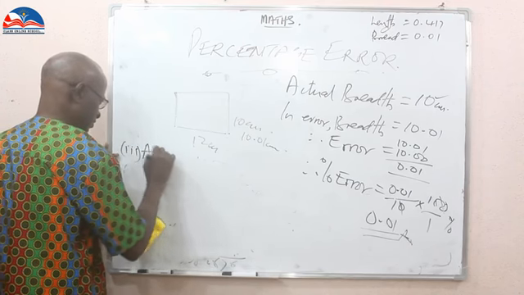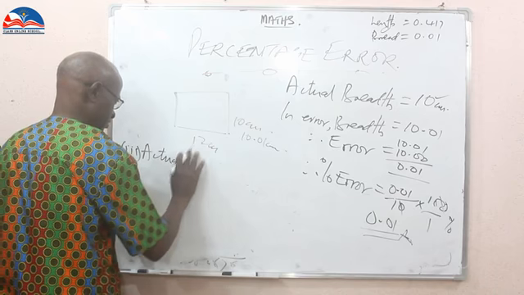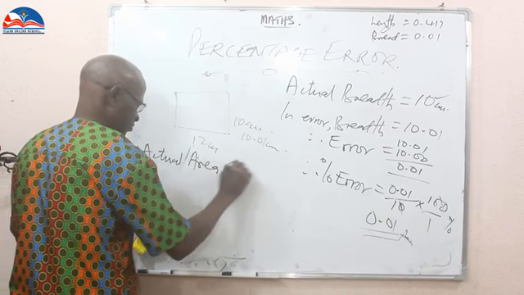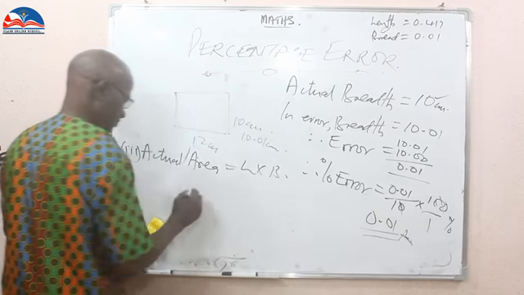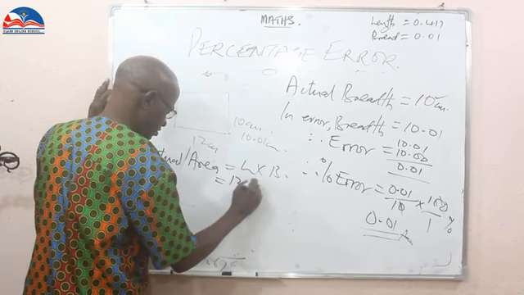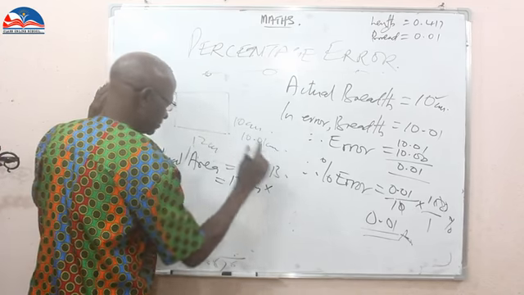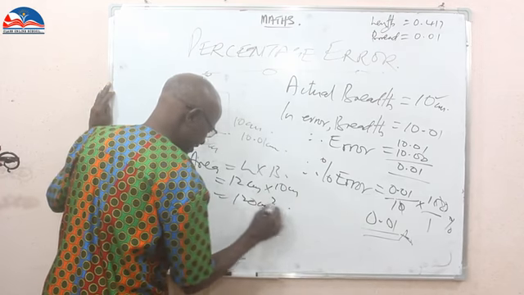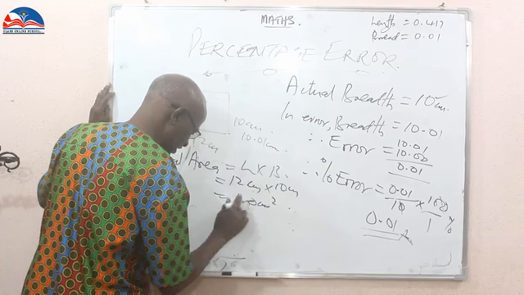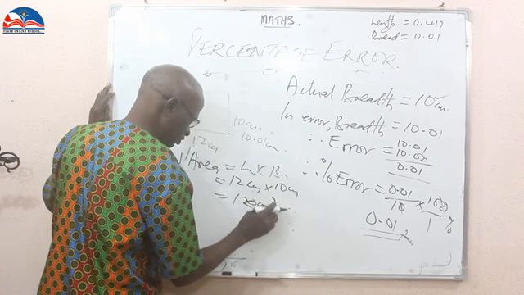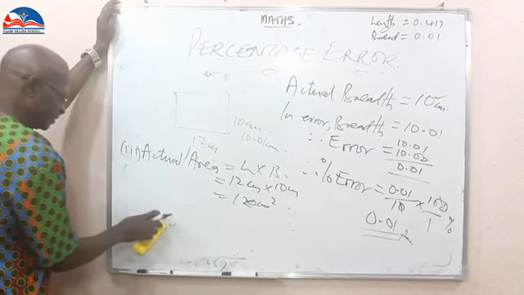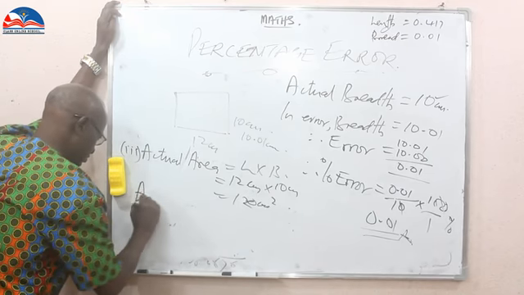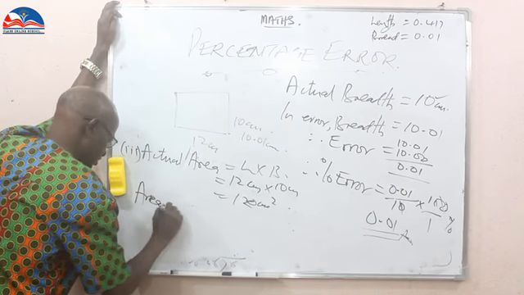Actual area. Of course, we know length and breadth. The length here is 12 cm and the breadth is 10 cm. That is 120 cm square. Remember, area carries a square. Anytime you hear area, go with a square, or like volume that goes with cube. Now, area in error.